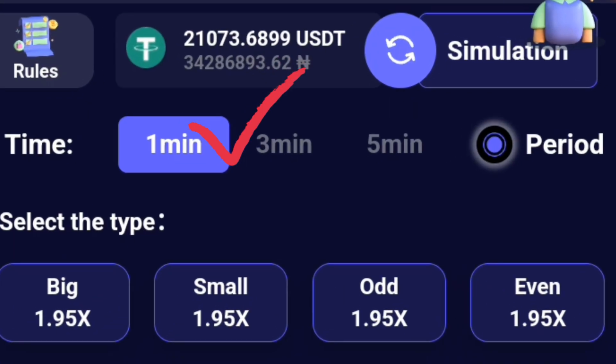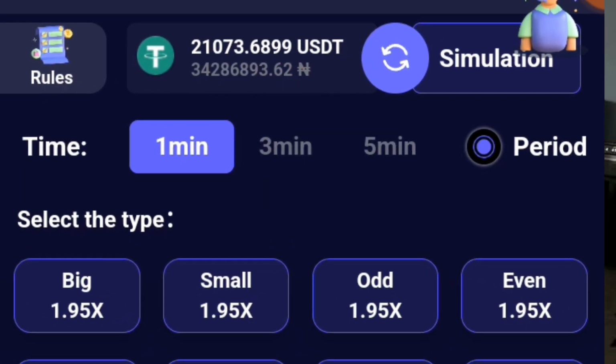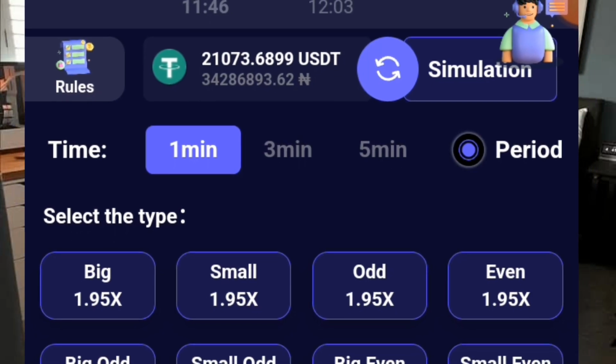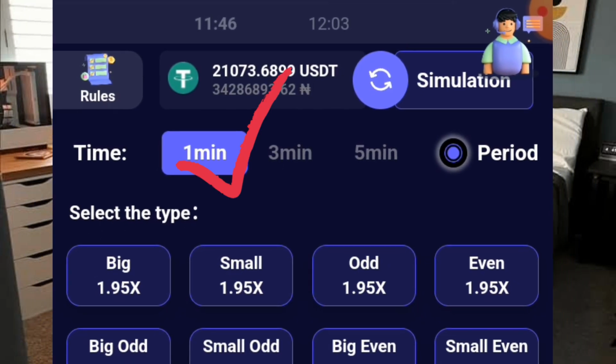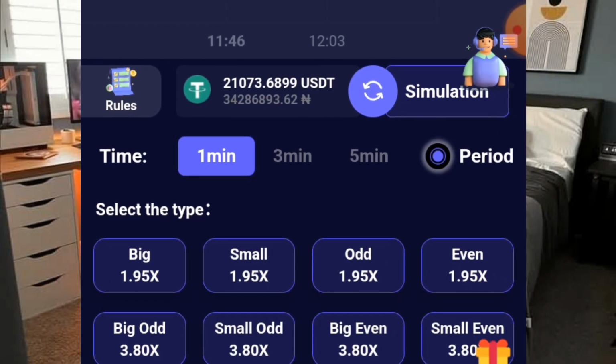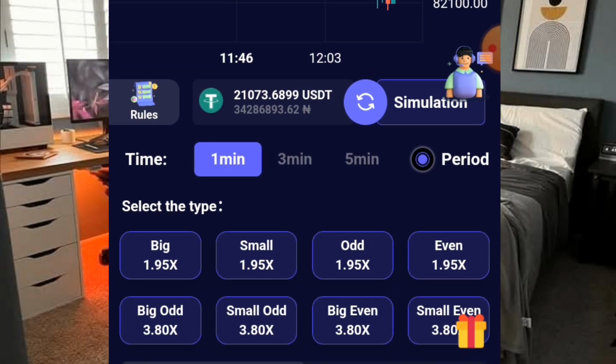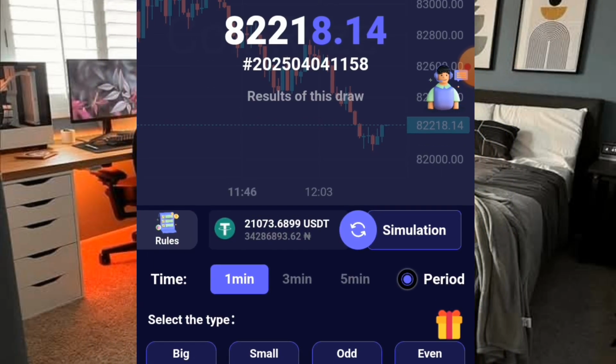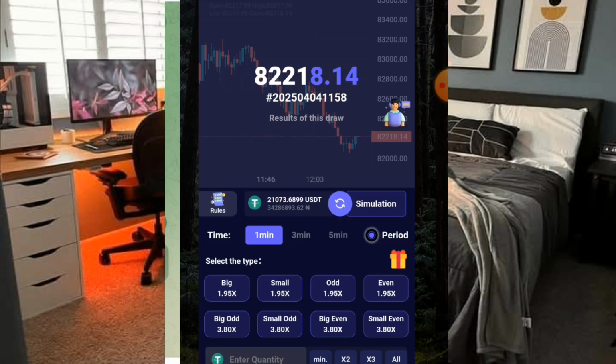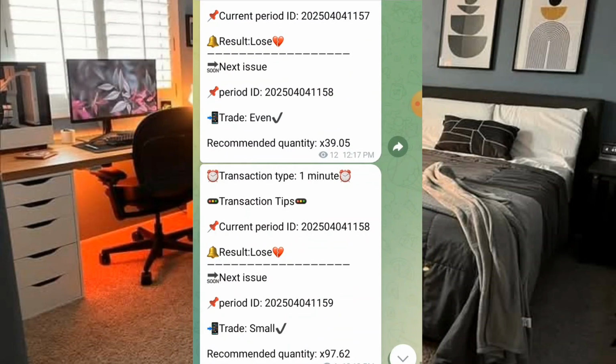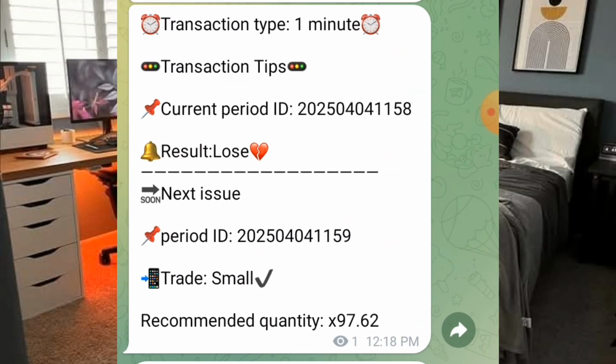We are using the 1-minute trade time because that's the group we are in. We're in a 1-minute signal group, so that's why we chose 1 minute right here. So let's wait for the trade. Alright, the trade has now been settled. So let's go back to the signal channel to see if, okay, this was a loss, you can see it here. So we're going to do the same thing, confirming the signal.